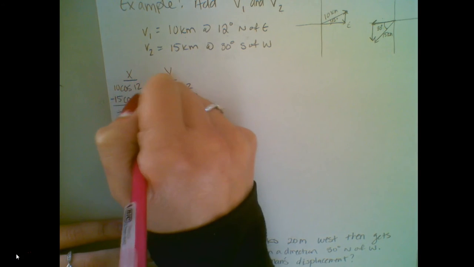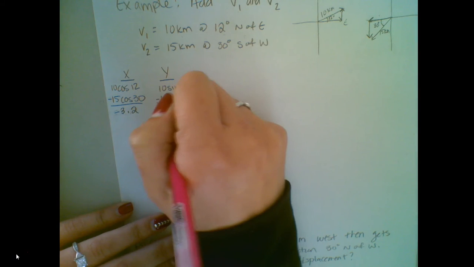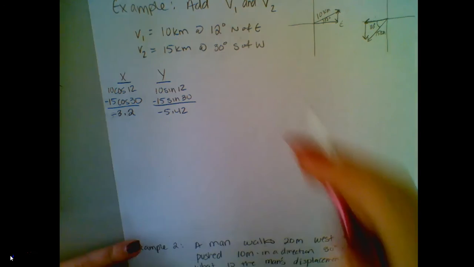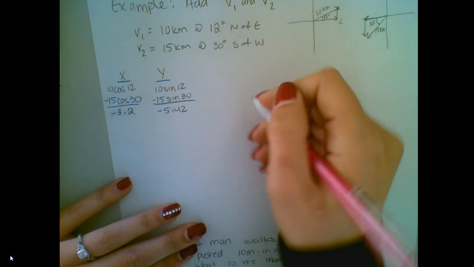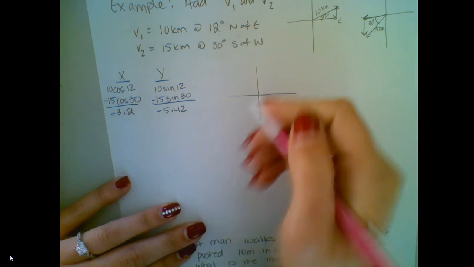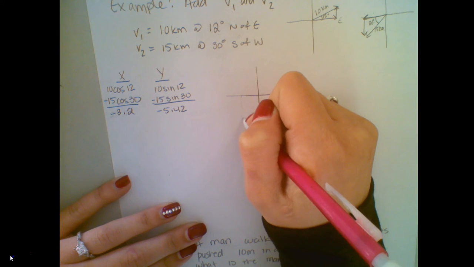This is my result. And so I'm going to find the result by doing the Pythagorean theorem. So r is going to be the square root of 3.2 squared plus 5.42 squared. And I get 6.3, and it would be kilometers. So the units matched my original units.